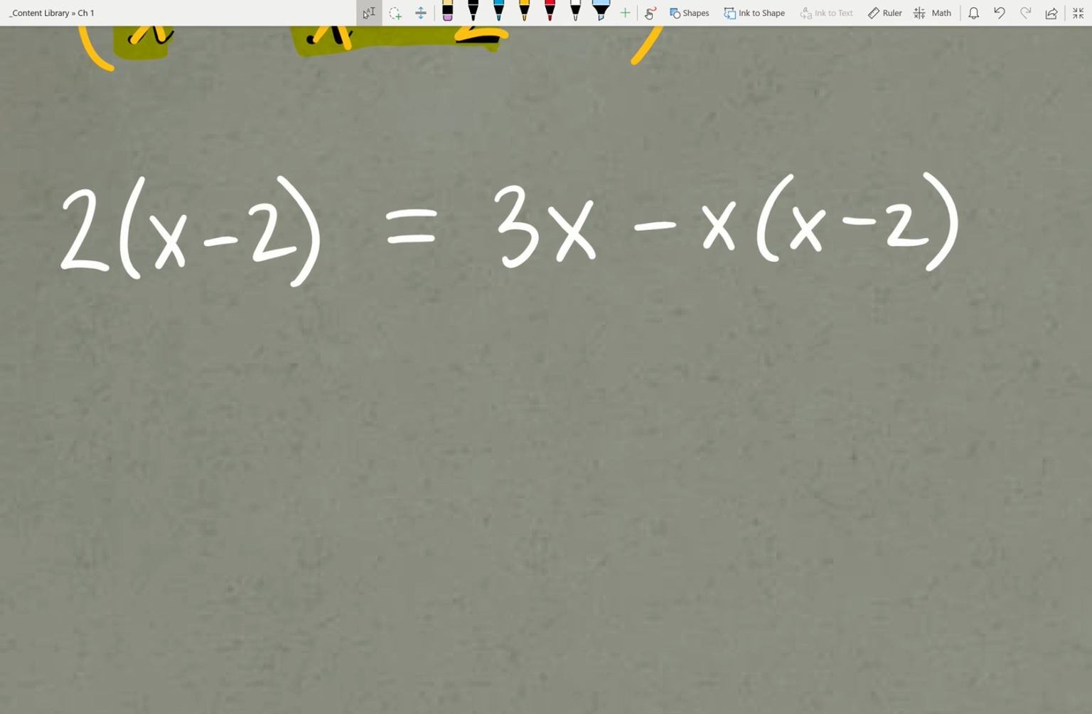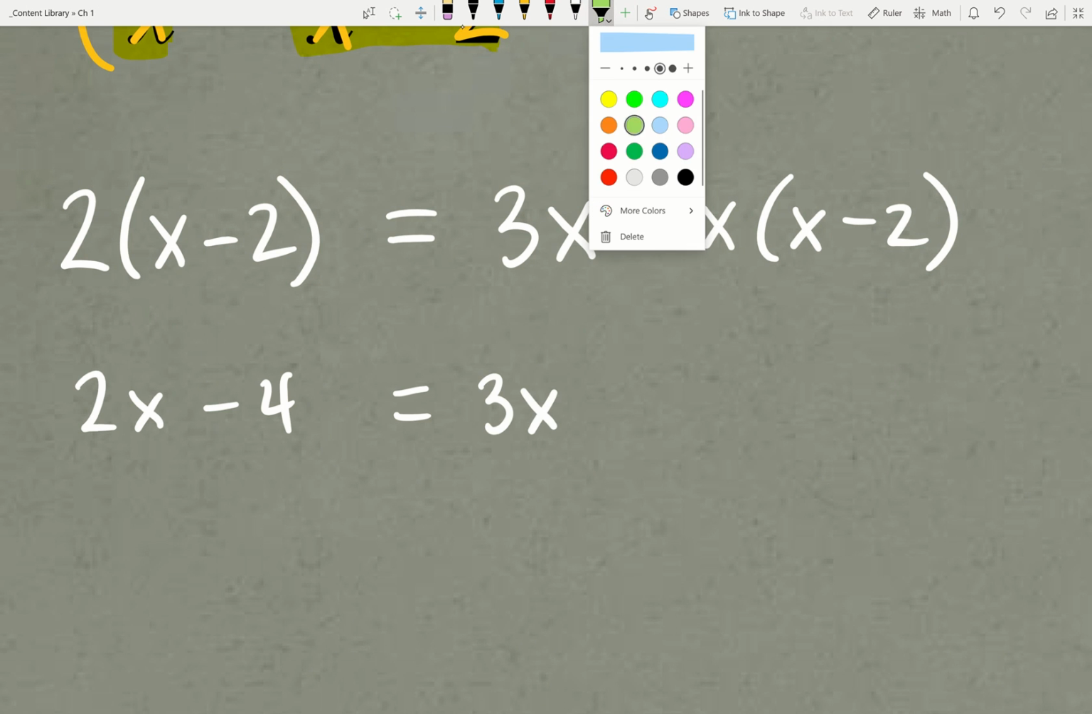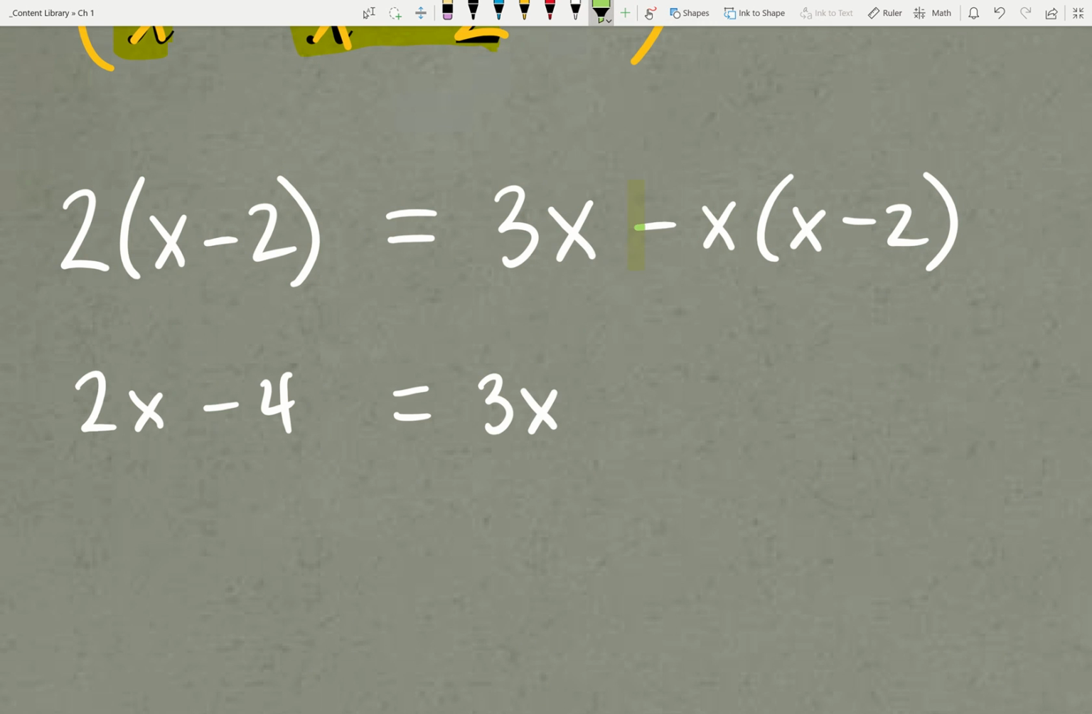So now we're left with this polynomial equation essentially, and the next step would be to distribute. On the left-hand side, we've got 2x minus 4 when we distribute that 2 in. On the right-hand side, pretty straightforward here as well. The only thing you're going to have to remember is that you are dealing with a negative x here, and so when we distribute that in, we're going to need to change the signs. So negative x times x is negative x squared. Negative x times negative 2 is going to be a positive 2x.